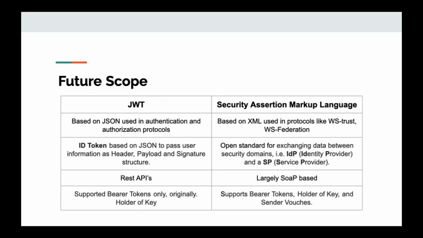Now, as for the future scope, we are looking to compare our JWT with Security Assertion Markup Language. JWT is based on JSON, used in authentication and authorization protocols, as we have seen, and SAML is based on XML, used in protocols like WS-Trust and WS-Federation. JWT is ID token based to pass user information as header, payload, signature structure, and SAML is an open standard for exchanging data between security domains. JWT is based upon REST APIs, and the second one is largely SOAP based. So this was the future scope of our project.